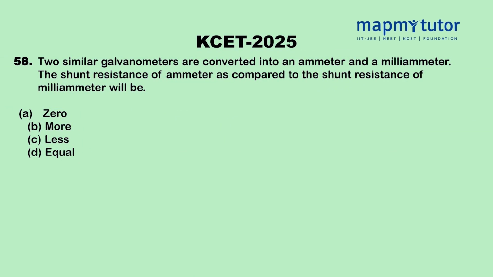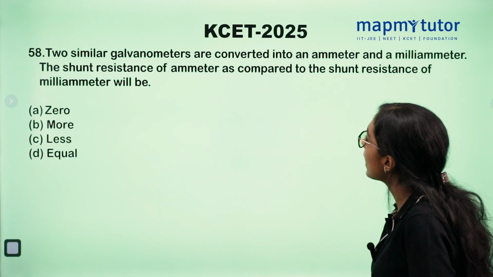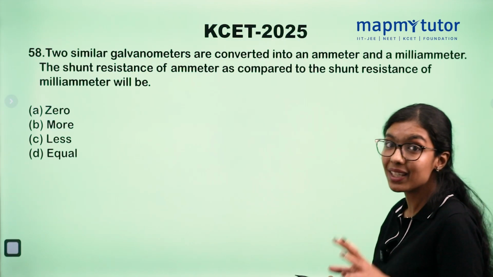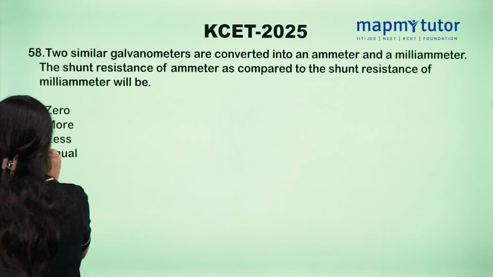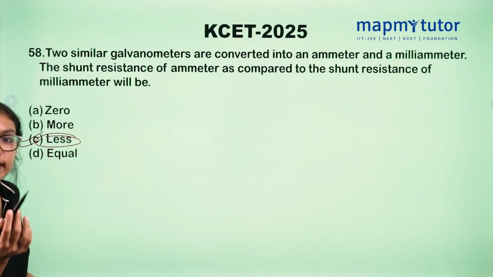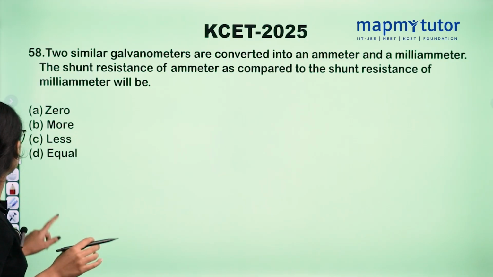Two similar galvanometers are converted into an ammeter and a milliammeter. Okay. The shunt resistance of the ammeter as compared to the shunt resistance of the milliammeter is always less. Very practical, experimental based question.